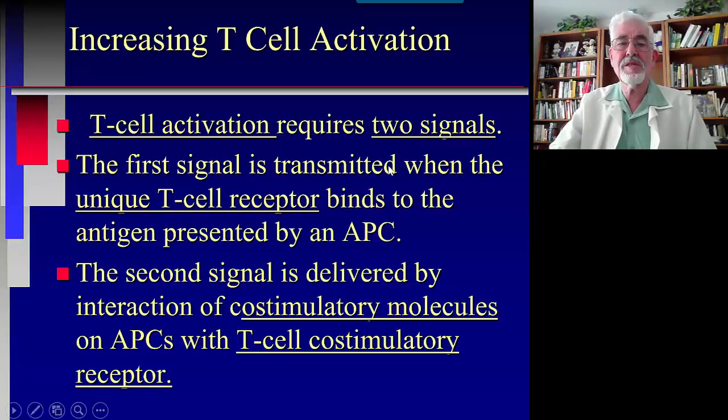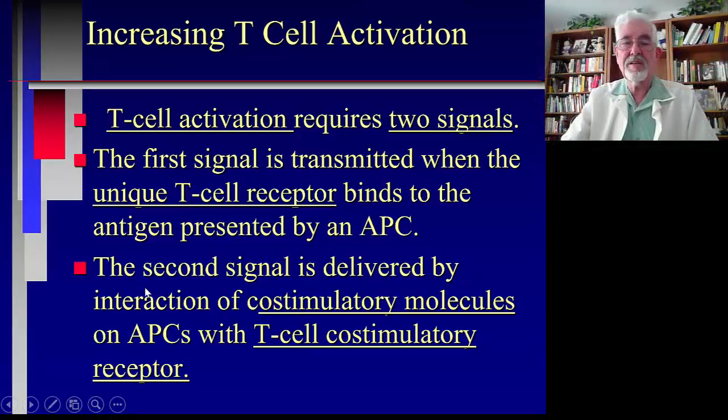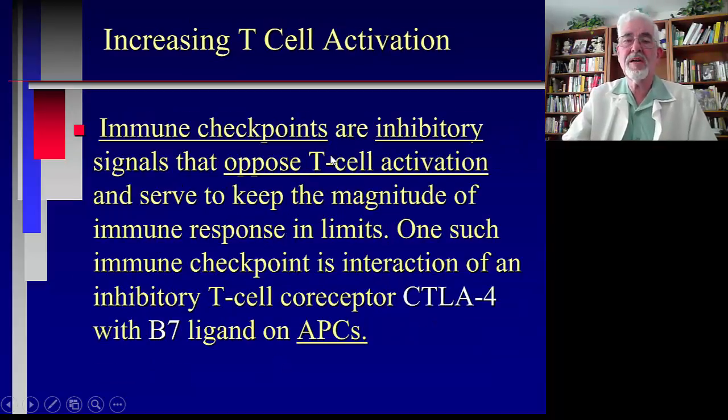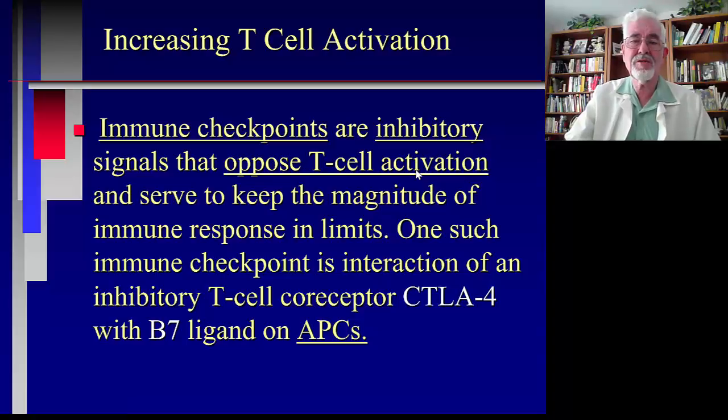T-cell activation requires two signals. The first signal is transmitted when a unique T-cell receptor binds to the antigen presented by an APC, antigen presenting cell. Now, a second signal is delivered by interaction of co-stimulatory molecules on the APC with T-cell co-stimulatory receptors. We talk about that. Immune checkpoints are inhibitory signals that oppose T-cell activation. That means those receptors, if something gets attached to them, will stop the T-cell activation.